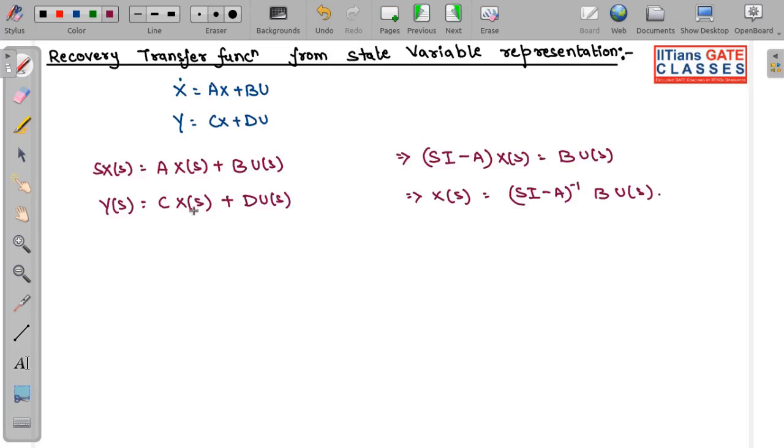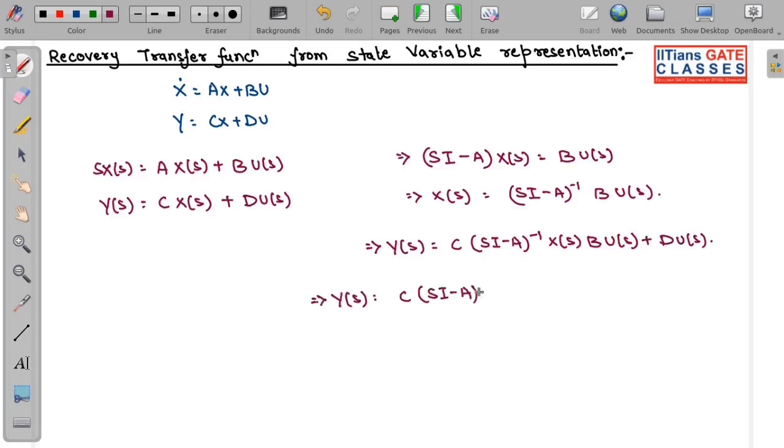So at this place I will be substituting the value of X(s), so this will be equal to Y(s) = C(sI - A)^-1 BU(s) + DU(s). So I can write this as Y(s) = [C(sI - A)^-1 B + D]U(s). Okay, so we are going to write this.